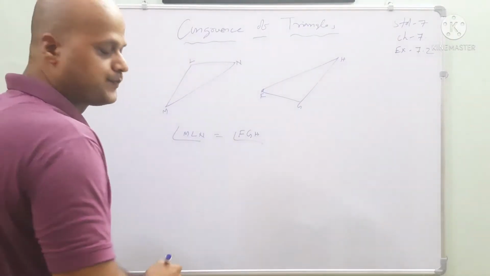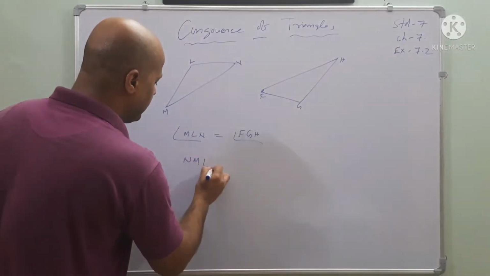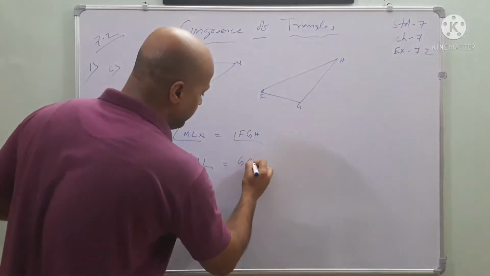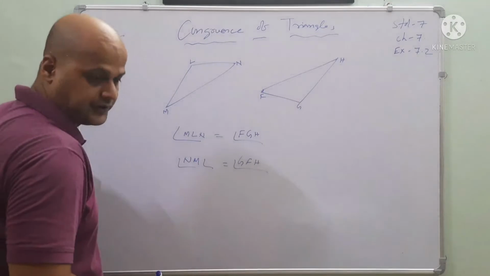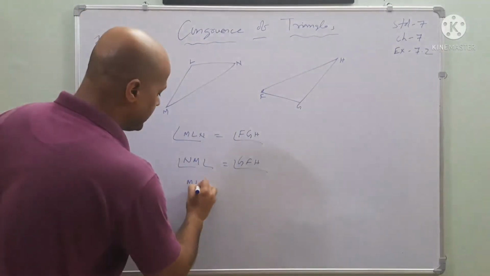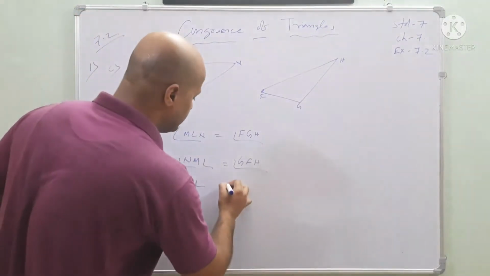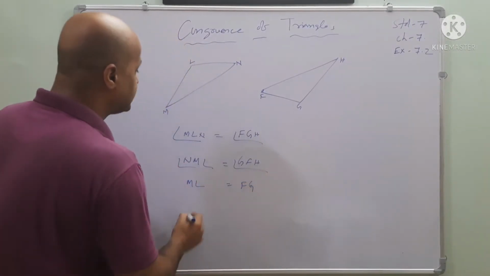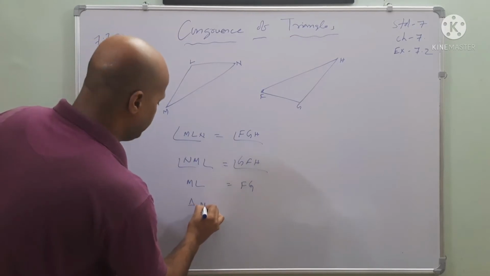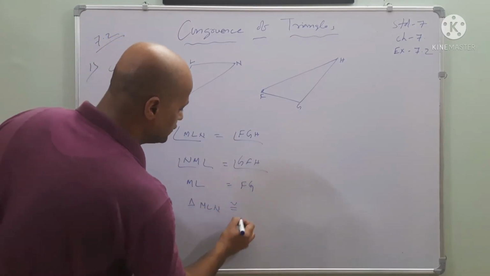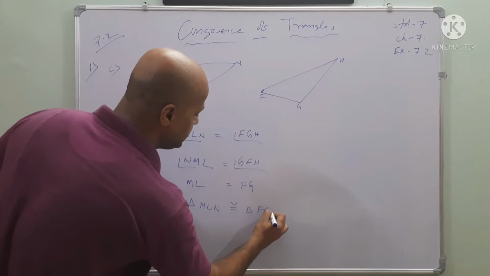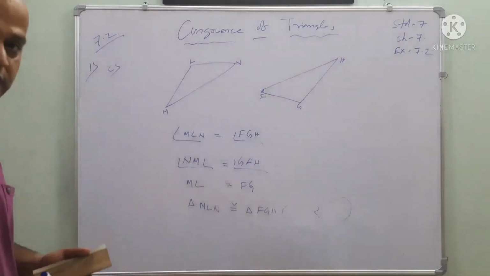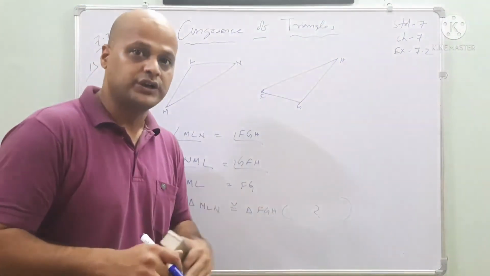Next, angle NML is equal to GFH. Again, ML is equal to FG. And saying that triangle MLN is congruent to triangle FGH by which rule? Now come to the statements that are given, then we will say which rule it follows.